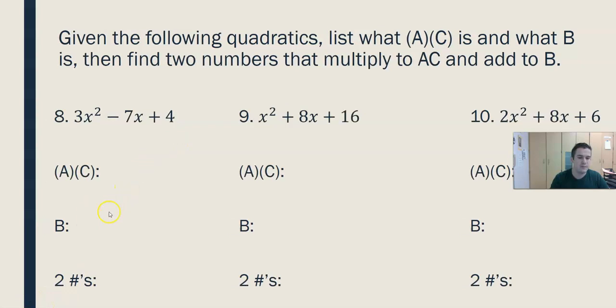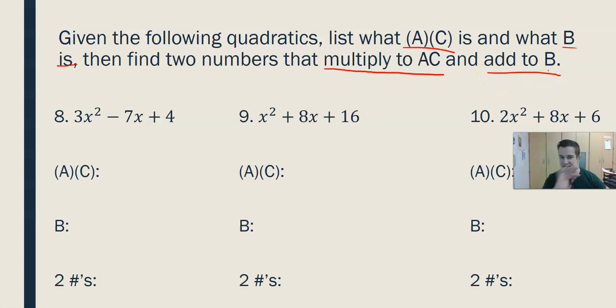Whoops, sorry. Let me get my pen back. So now we're going to take a look at these quadratic expressions. Given these quadratics, I want you to list what A times C is, and then what B is, and then find two numbers that multiply to make AC and add to B.